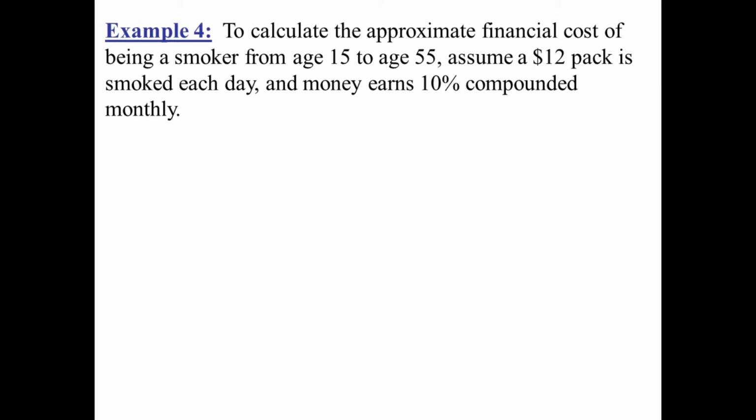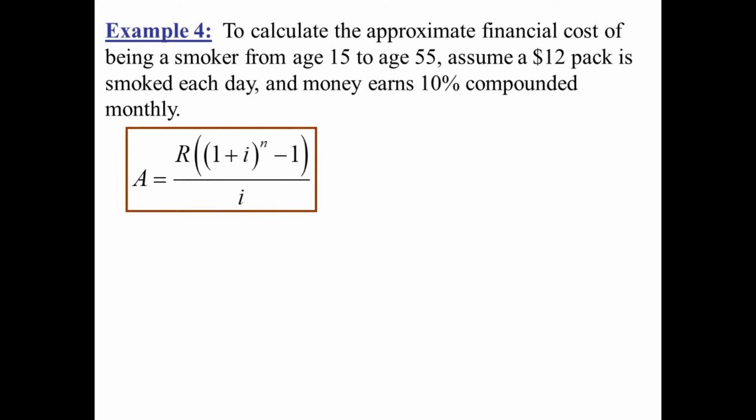Heavy smokers might smoke more than that, light smokers might smoke less than that, but that sounds like a good average. So let's also pretend that money earns 10% compounded monthly. This is not so unreasonable to pretend, because from age 15 to age 55, that's 40 years. And yes, if you look back over the Dow Jones Industrial Average stock market, it has easily gained on average 10% a year. So this is not unrealistic to assume that one could get 10% per year on their money over a 40-year period. Let's find out how much you could save if you decided to save money instead of smoking it.